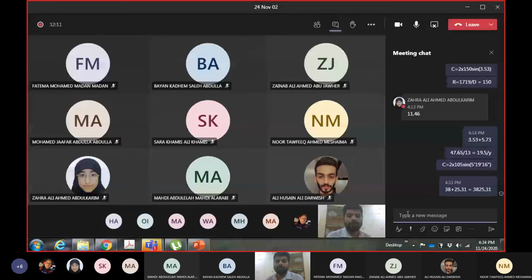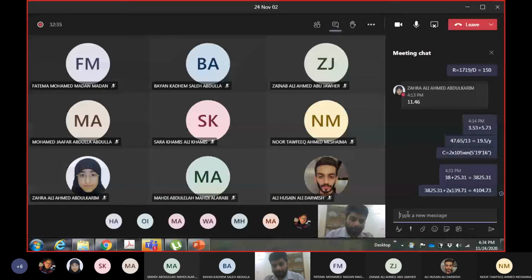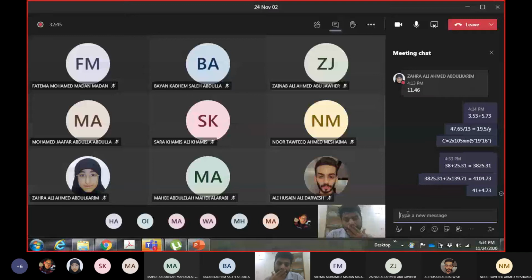Simple. Then you add 2 times length. So 3825.31 plus 2 multiplied by 139.71, and you get the distance for PT. It comes out to 4105.73. Okay, so if this is the distance, then the station is 4100 plus 4.73. So 4100 means 41 stations plus 4.73. This is the station of PT.